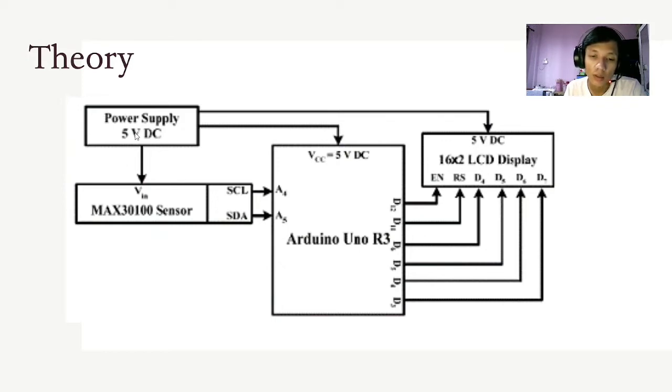We use Proteus to design the circuit, then implement the entire system to measure the precision level. The analog-to-digital converter value is converted to oxygen saturation level in percentage using the MAX30100 sensor Arduino library function.